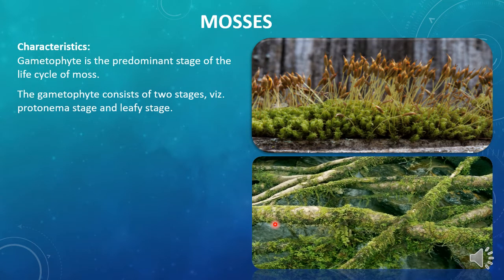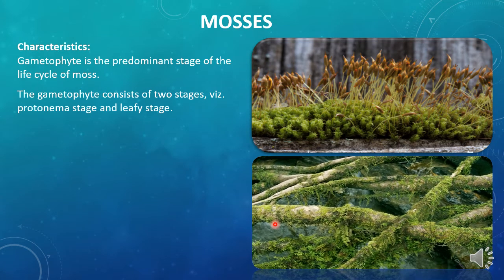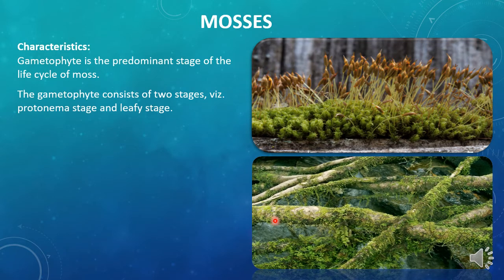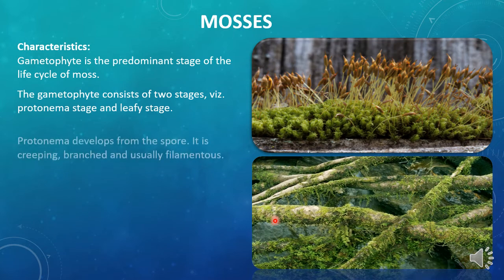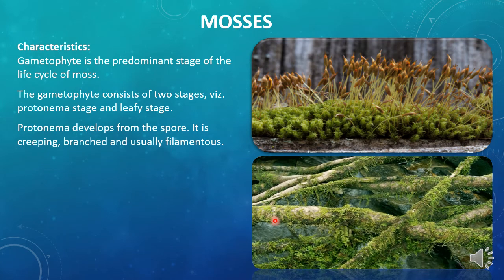As I said earlier, protonema is the juvenile gametophyte, which is the structure that is formed immediately after the germination of the spore, and the leafy stage is formed from the buds of protonema. The protonema gives rise to the leafy buds, and these leafy buds germinate into the leafy stage. Protonema develops from the spore.